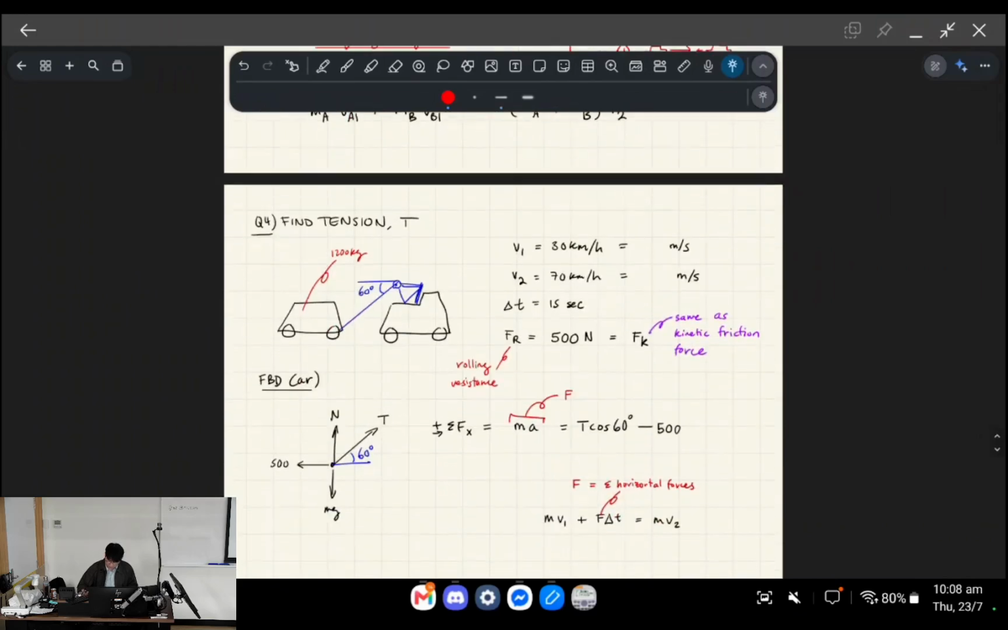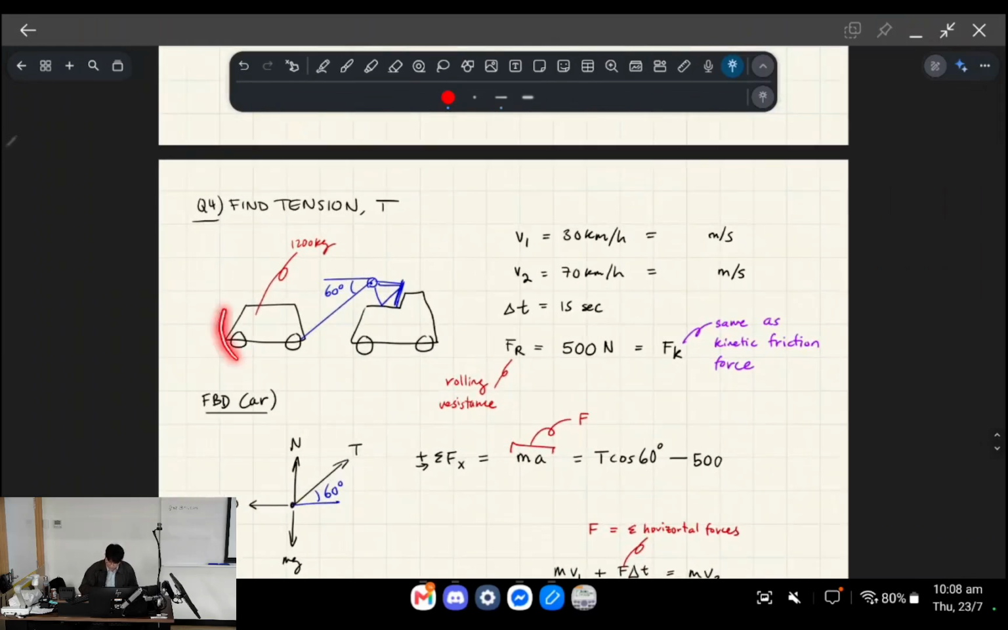Okay, so let's do a question. Here you've got some car and it's being towed by another car, and you've got this rope that's towing it at a decline of 60 degrees from the horizontal. We know that this car is 1,200 kilos, and we're also told the initial velocity and the final velocity of the car. In fact, the whole system, because they're moving together.